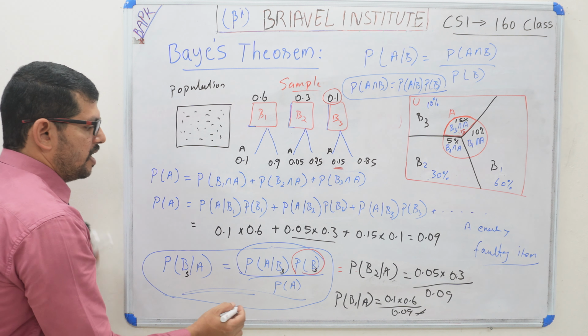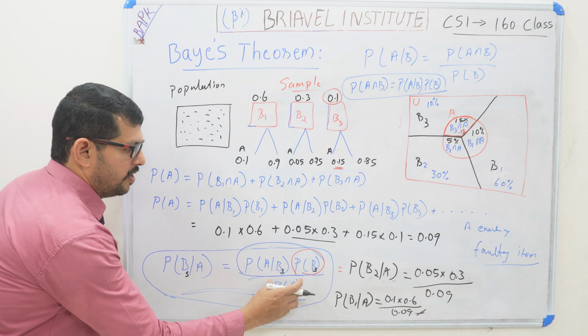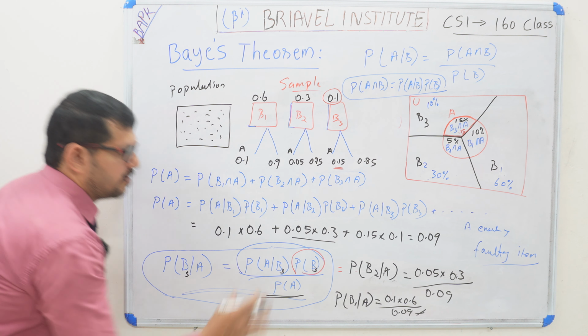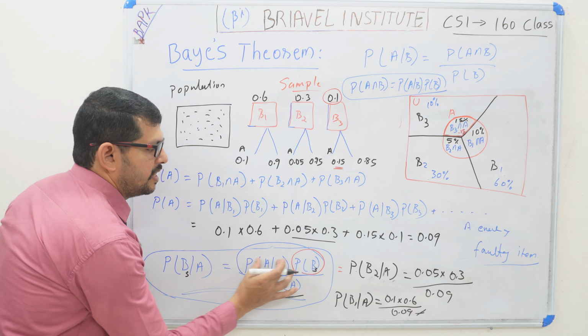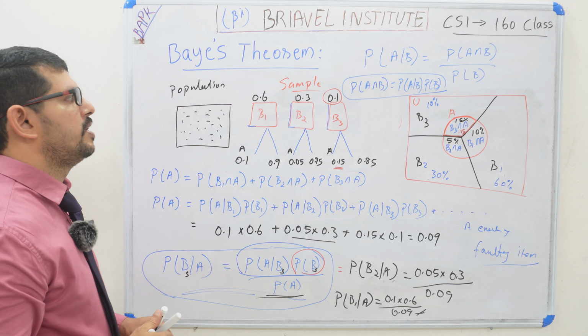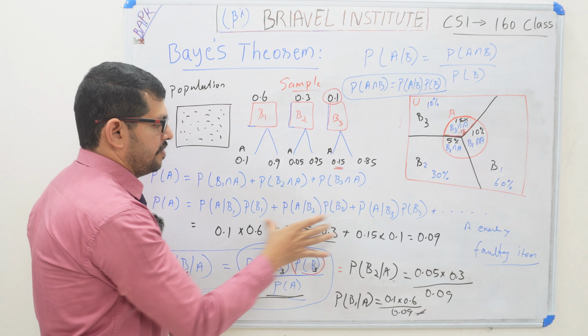Here, probability of A represents the chance of the event of faulty items, the total probability. So here it is representing the individual probability, and here it is representing the total probability. Hope we understood the concept of Bayes theorem, how to write the formula and how to divide.